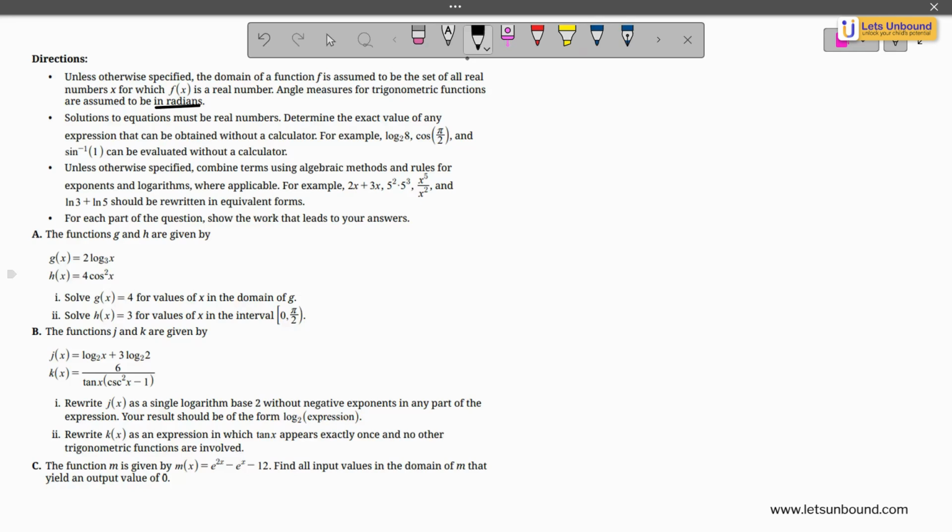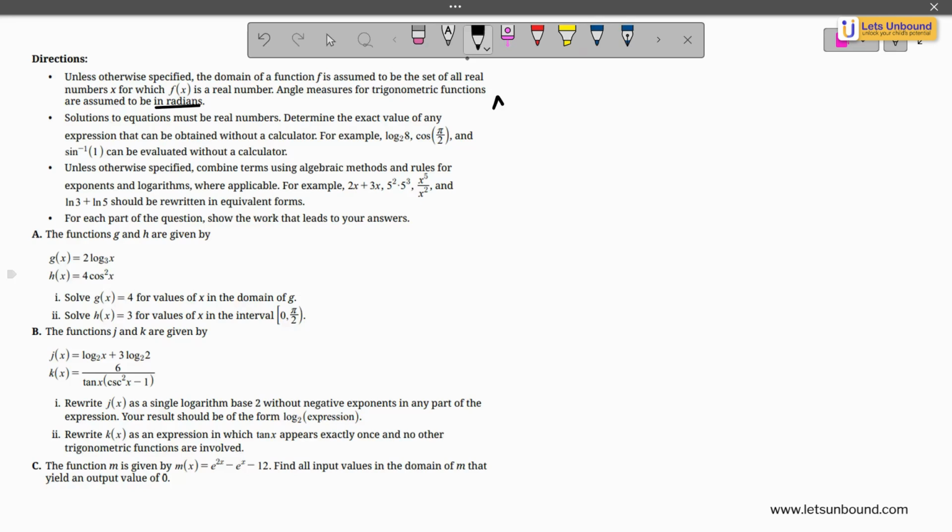For example, if there's any log value that you can simplify without a calculator, or any trigonometric function, any inverse trigonometric functions, all of them must be evaluated without a calculator, so you always have to leave your answer in the most simplified form. Similarly, if you have algebraic expressions, you must use algebraic methods, rules, exponents, or logs to simplify your answers wherever applicable. Let's try and do the first part.